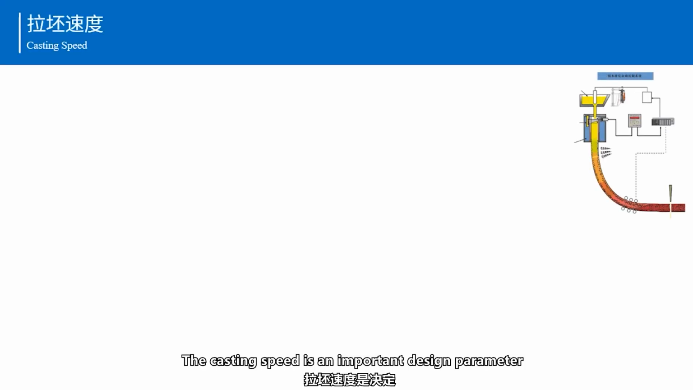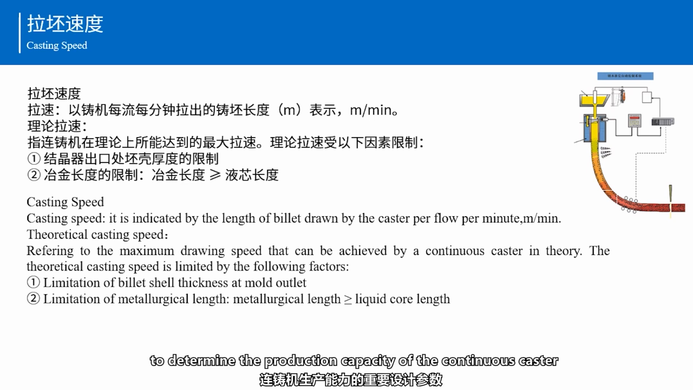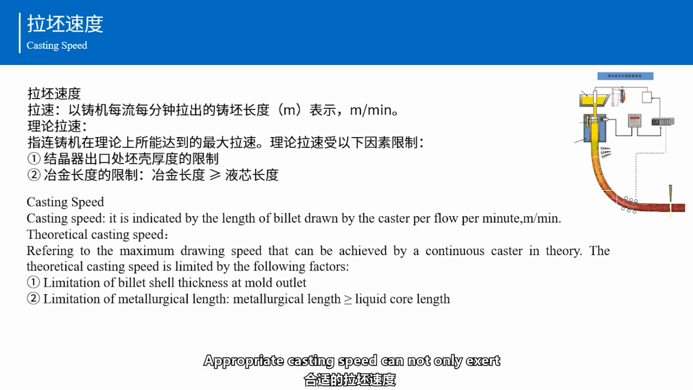What is casting speed? The casting speed is an important design parameter to determine the production capacity of the continuous caster. Appropriate casting speed can not only exceed the production capacity of the continuous caster, but also improve the surface quality of the billet.